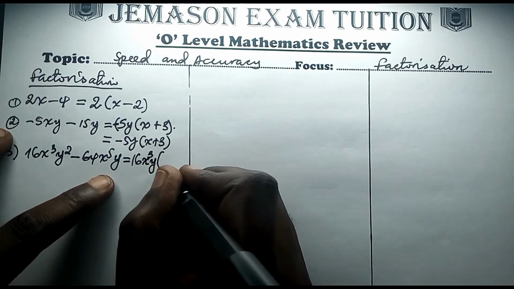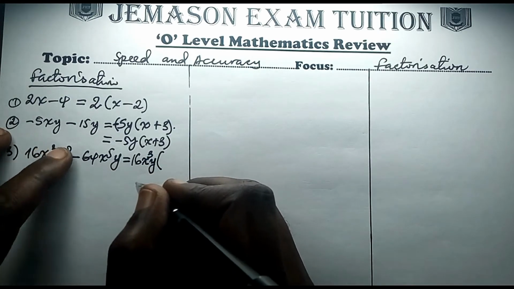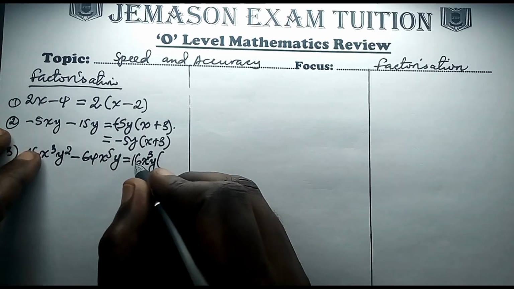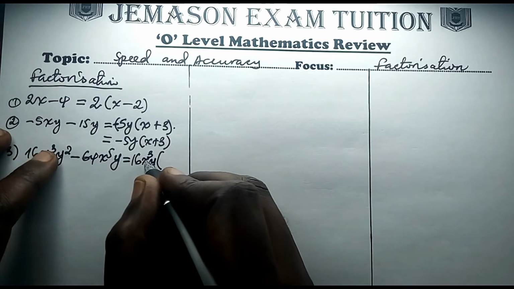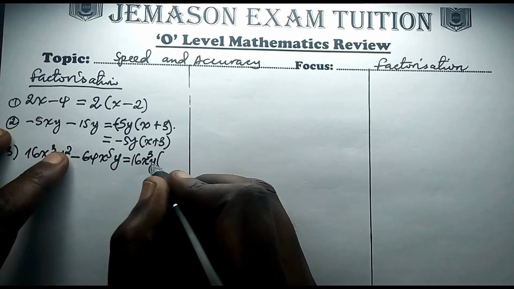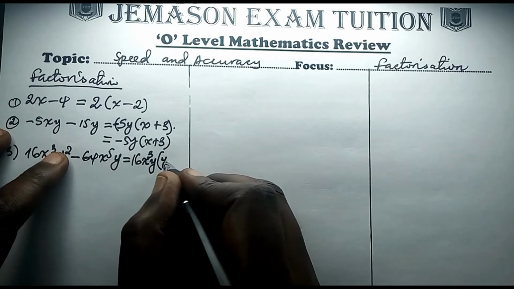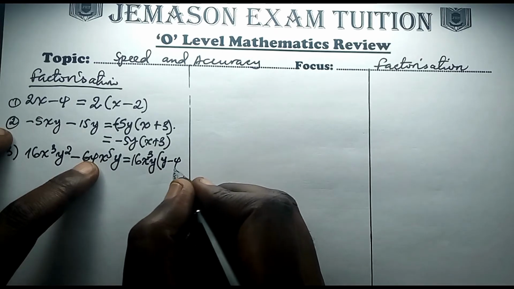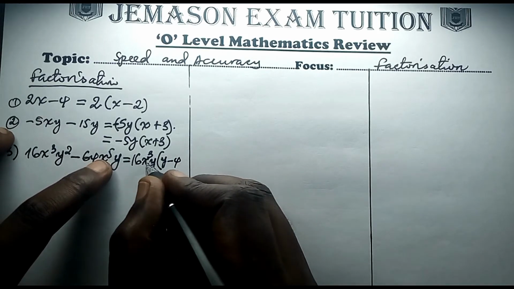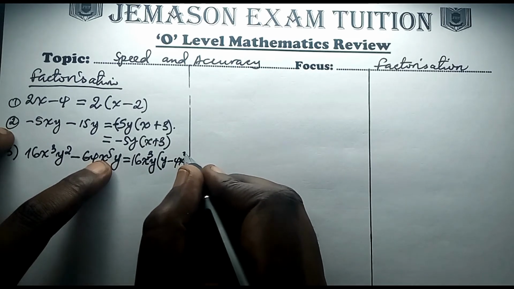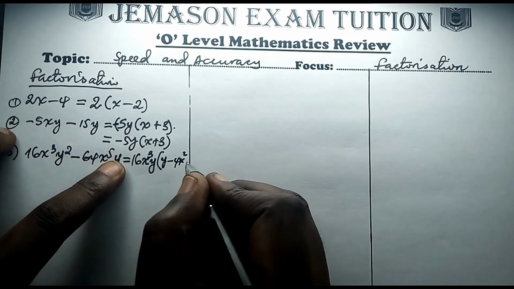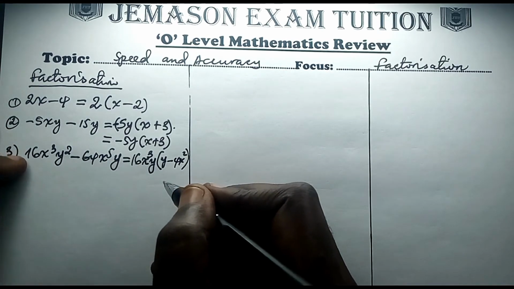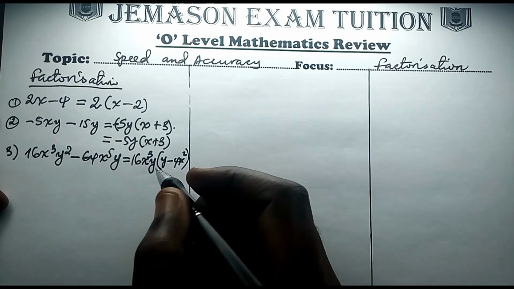So we take y into 16x cubed y squared divided by 16x cubed y. 16 cancels 16. X cubed cancels x cubed. Y squared divides y to give y. And so we have just y left. Negative 64 divides 16 to give negative 4. And then x to the 5th divide x cubed to give x squared, and y divides y to give 1. So we are just left with y minus 4x squared as the factor in the brackets.